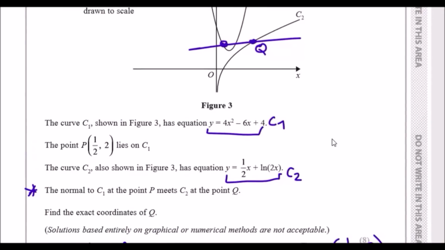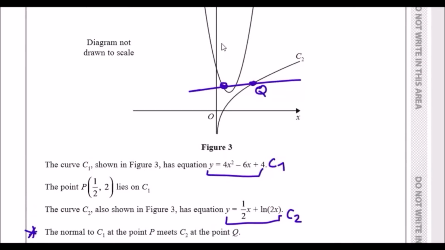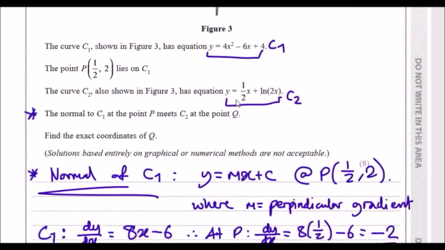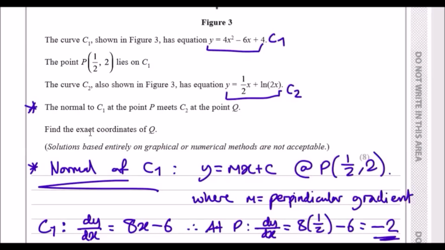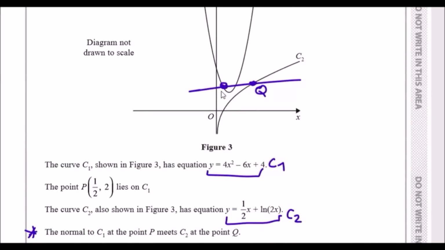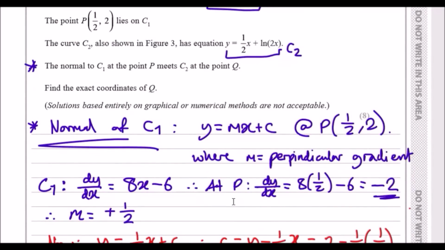So what we could do here firstly is work out what the normal to C1 is. I would call this line y equals mx plus c at point P, since that's the normal to C1, where m in this case is the perpendicular gradient. That makes sense because the tangent gradient is just regular dy/dx. So the perpendicular gradient would be dy/dx reciprocated and sign flipped.